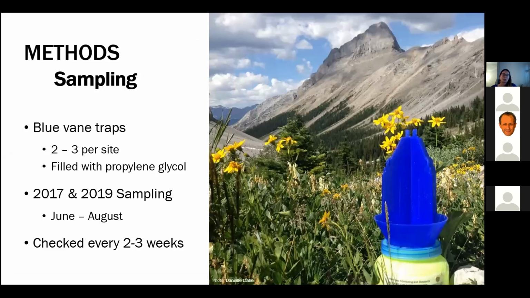And we sampled using blue vane traps. You can see that's this trap in the corner of the picture here. Bumblebees are attracted to the bright blue color, and then they fly in and we fill the traps with propylene glycol to preserve the bees. We sampled from June to August in 2017 and 2019, and checked the traps every 2 to 3 weeks. Then we took the bees back to the lab to identify them to species.